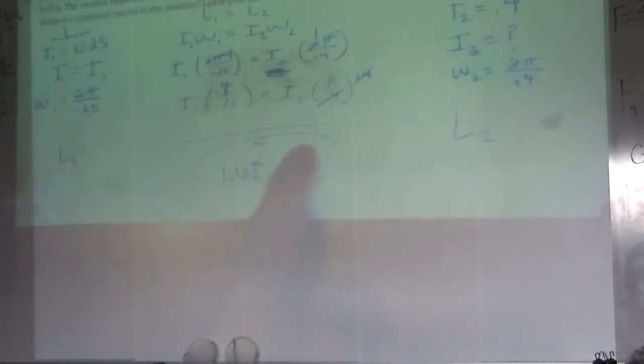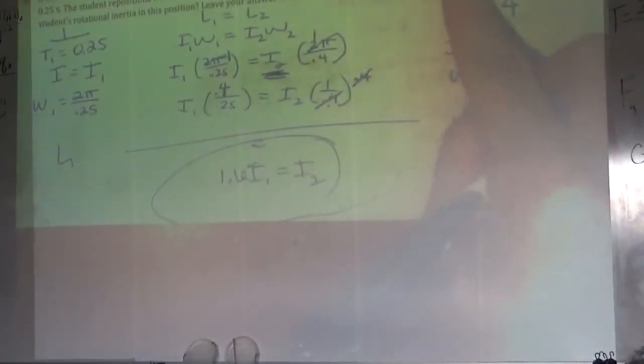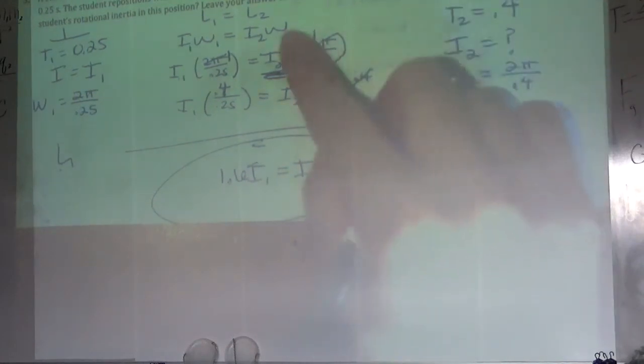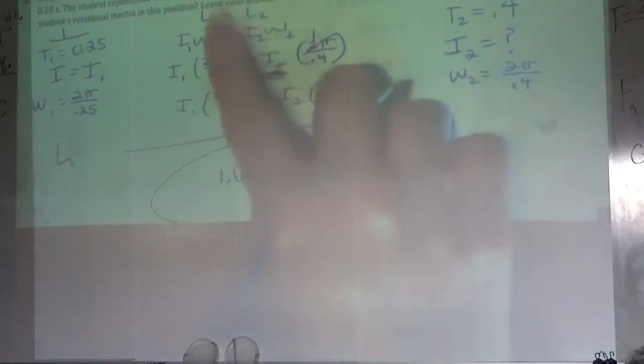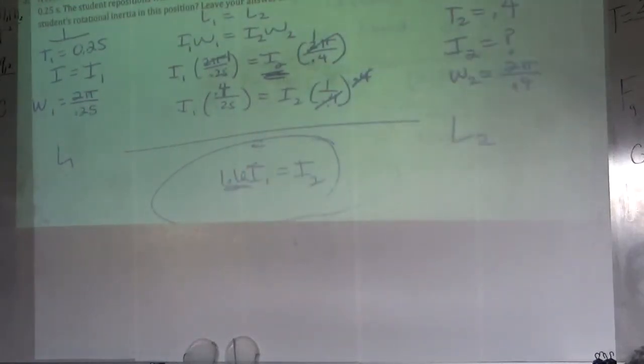1.6 I1 is I2. And we could have said from the beginning that I2 is going to be a greater rotational inertia because it takes more time, so it's going slower. If it's going slower, that means it must have had a greater rotational inertia because momentum was conserved, so I knew that it had to at least be greater. If you had gotten 0.6, that wouldn't make sense.